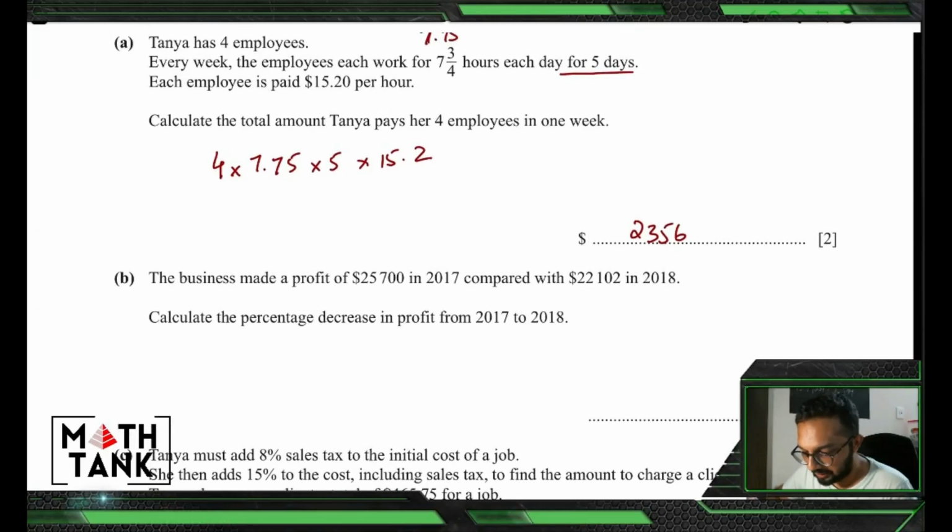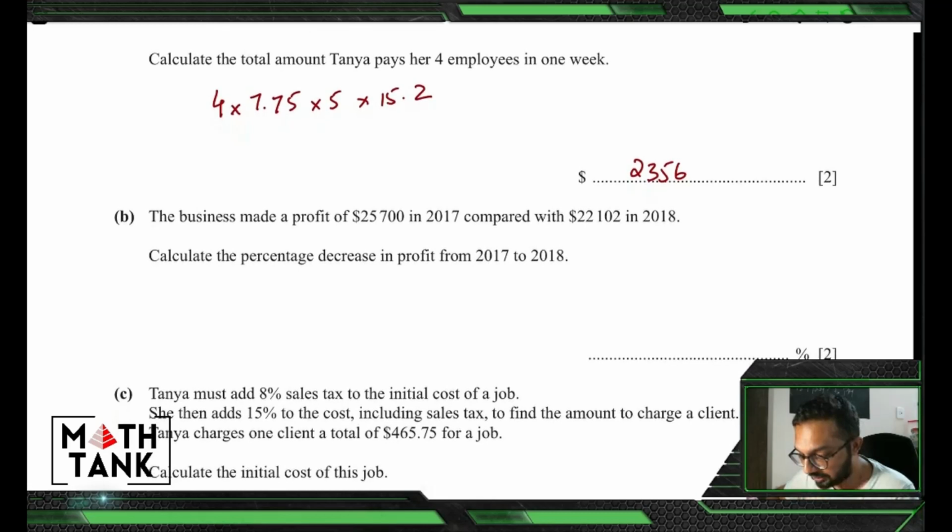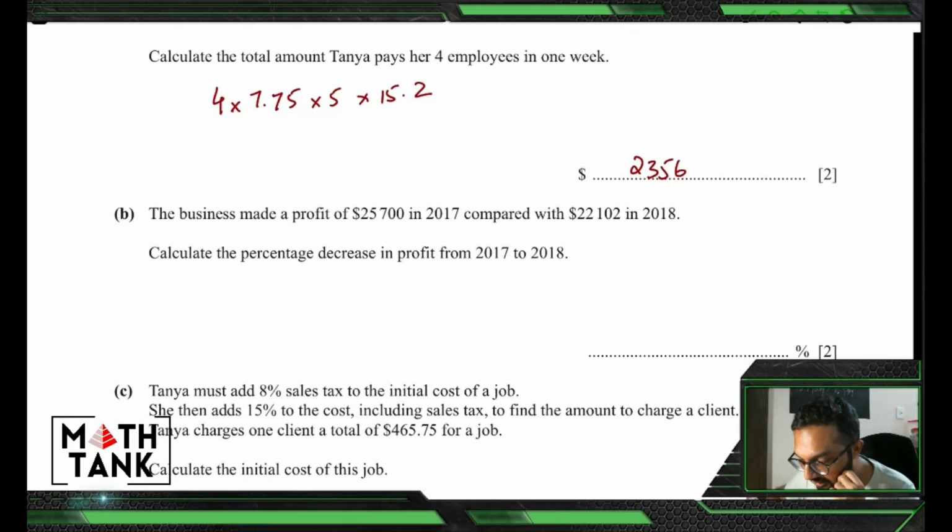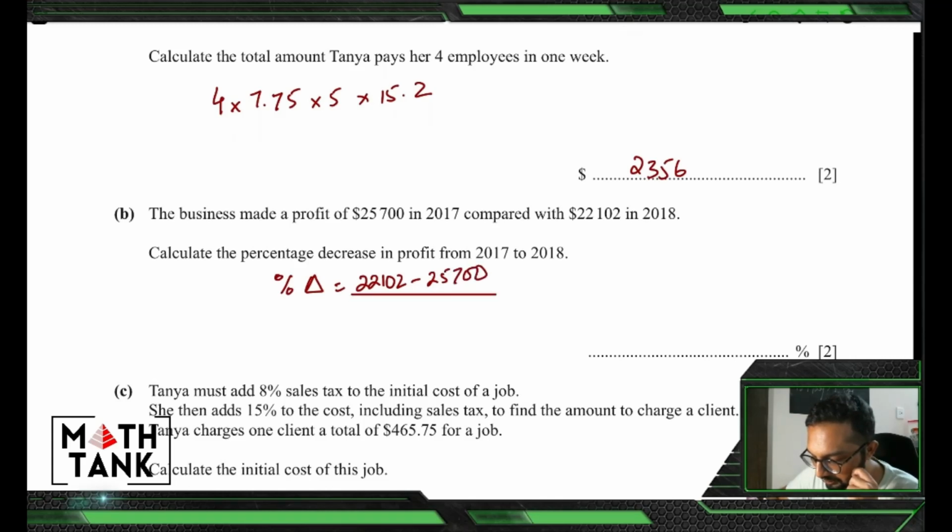The business made a profit of 25,700 in 2017 compared with 22,102 in 2018. So the profit went down. Calculate the percentage decrease. The percentage change is simple. It's final minus the original divided by the original, which is 25,700 multiplied by 100.